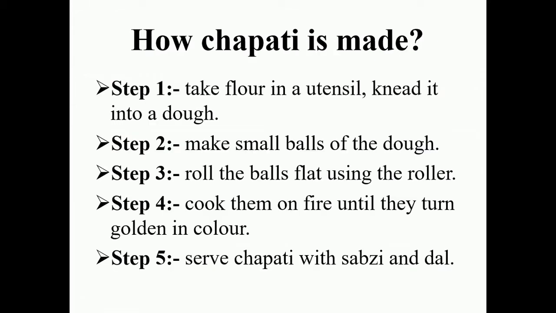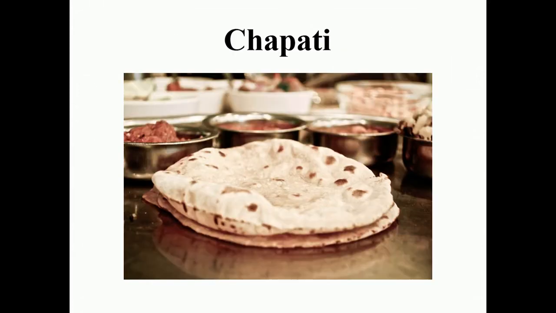Now we will learn how chapati is made. Take flour in a utensil, knead it into a dough. Make small balls of the dough. Roll the balls flat using the roller. Cook them on fire until they turn golden in color. Serve chapati with sabji and dal.